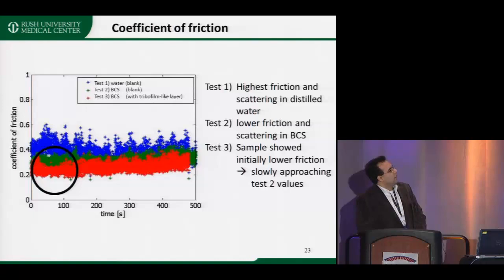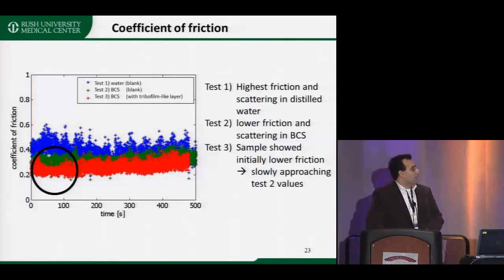you had relatively high friction and extremely high scattering of your friction signal. And in bovine serum, you see the green curve already has significantly lower friction, but also still scattering. And the red curve shows the sample with an initially applied film. And you can see that initially the friction coefficient was lower.